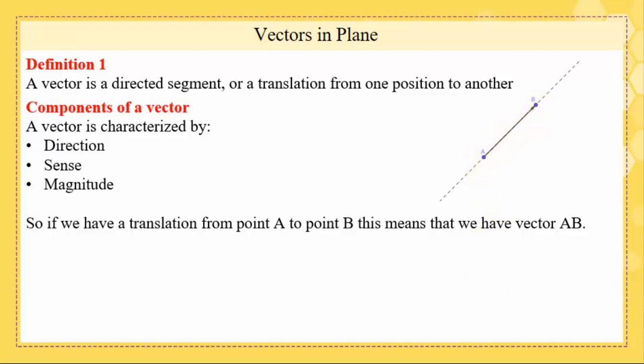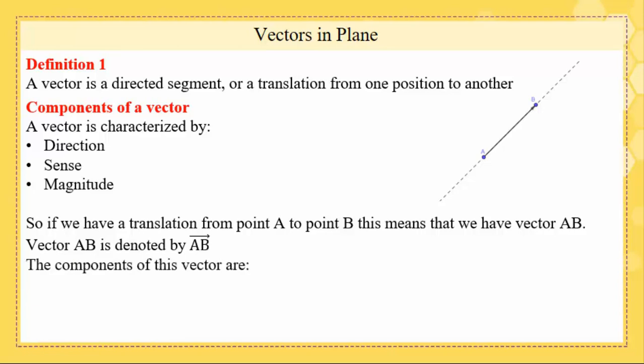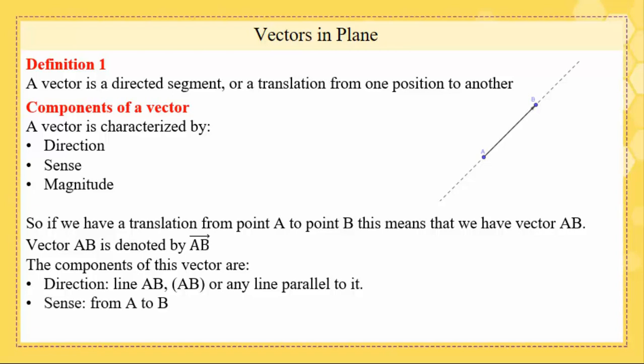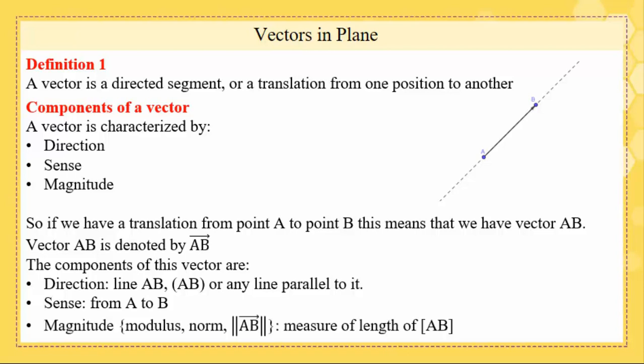This vector is denoted by capital A, capital B, and a small arrow above it. The components of this vector are the direction, sense, and magnitude. Its direction is the line holding this vector, which is line AB or any line parallel to it. The sense is from point A to point B, and the magnitude, also called modulus or norm, is the measure of length of segment AB.